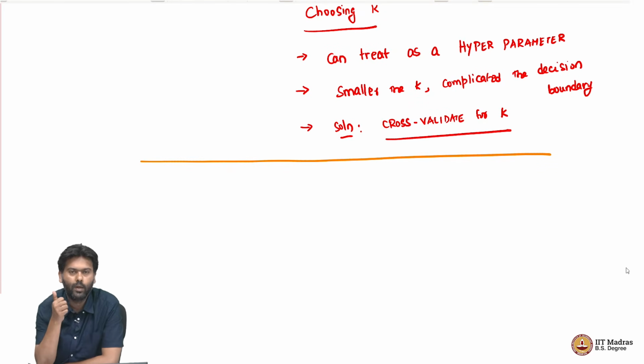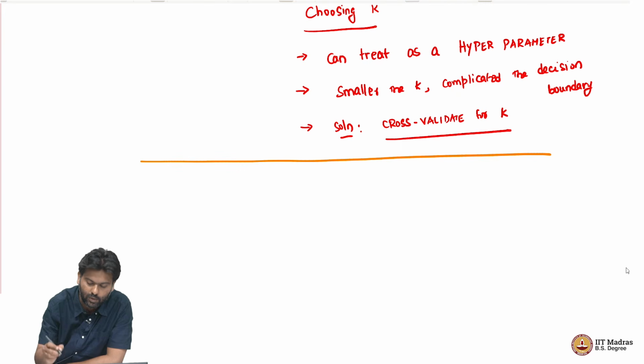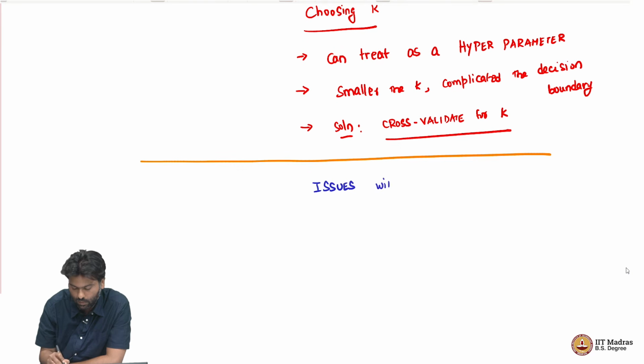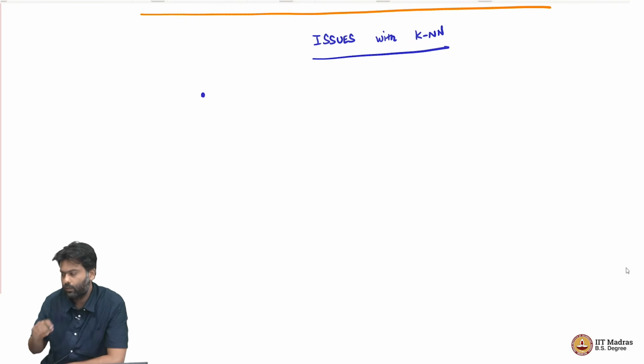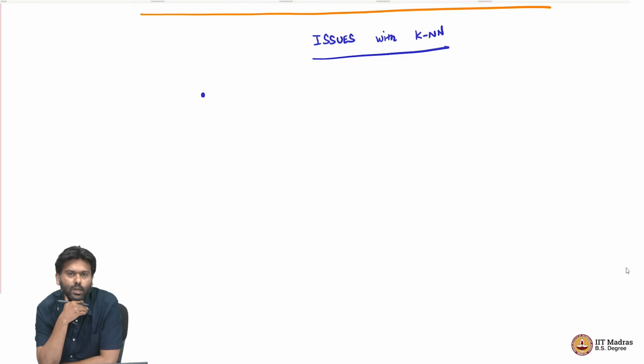Now, we have put down an algorithm. We have said that you can solve the problem of choosing k by cross validation. Does it mean that we have solved the binary classification problem? Is k nearest neighbor the best algorithm, or are there some issues with this algorithm? Let us discuss if there are any issues with KNN. What do you think are some issues with k nearest neighbors?